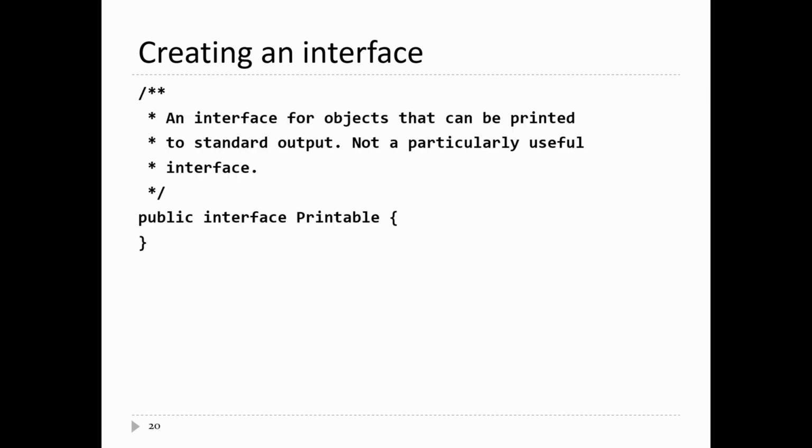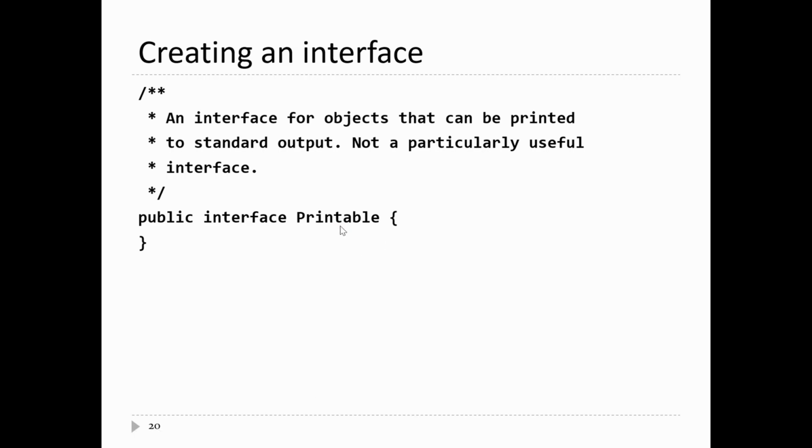Okay, so let's make a very simple interface that's not particularly useful, but illustrates the process. So I'd like to make a printable interface. The printable interface is simply an interface for objects that you can print to standard output, right? So when we made the Point2 class, we overrode toString, so to print a Point object, you can just write System.out.println(point), and that prints the string.